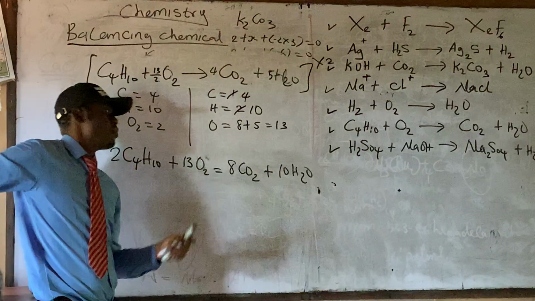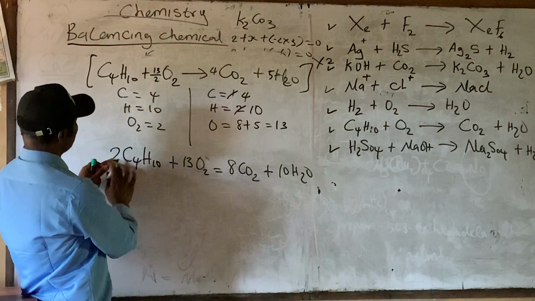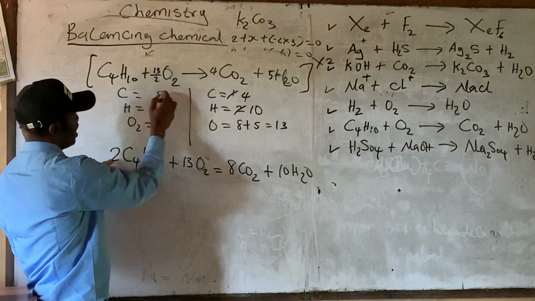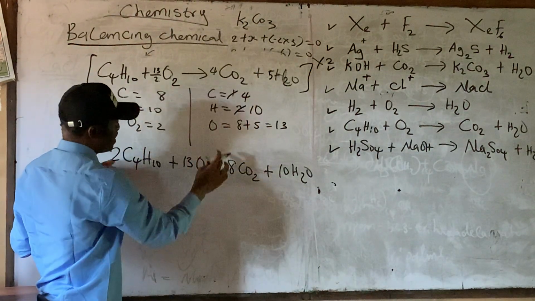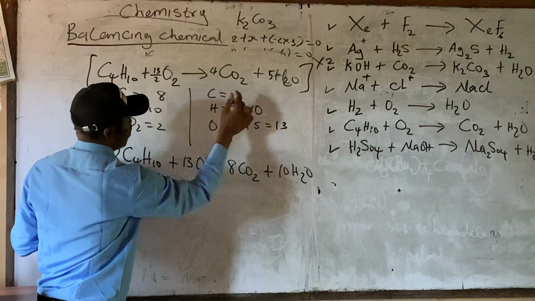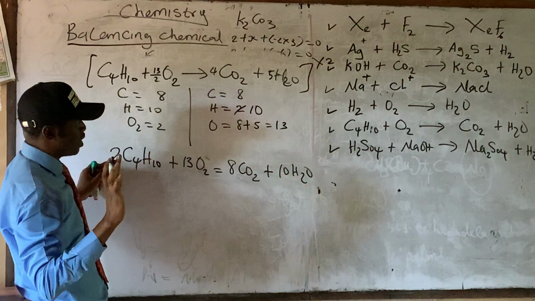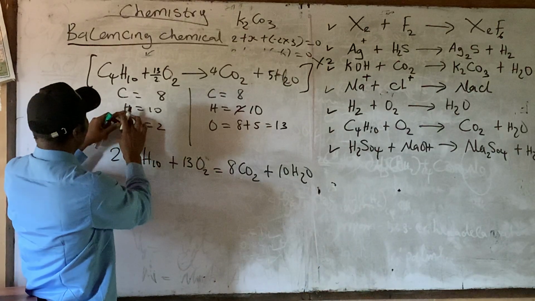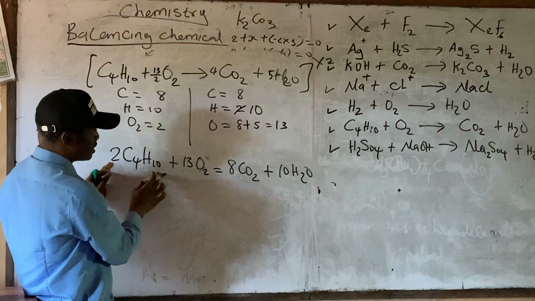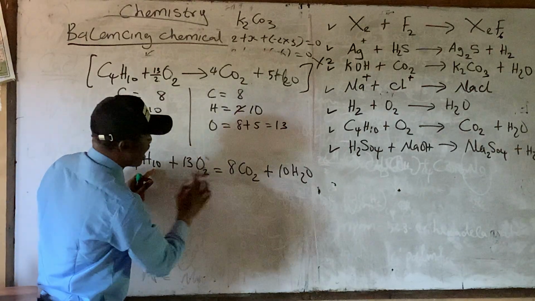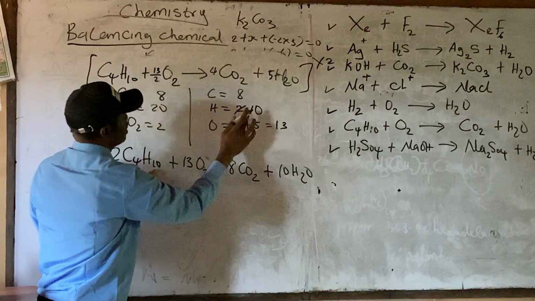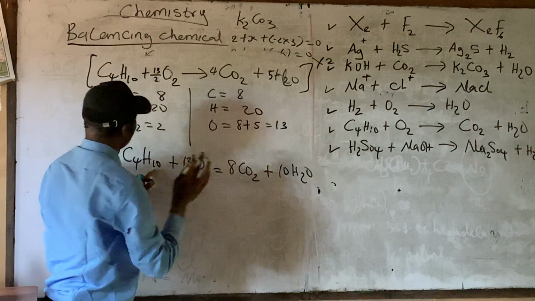Alright, let's check. 2 times 4 is 8. So this one will change to 8. Carbon is 8. Come over to this place. 8 times 1, 8. So carbon will also change to what? 8. Are you seeing the way it's going now? Yes. Alright. Let's go to hydrogen. Hydrogen is here now. 2 times 10, 20. Yes. So over there, 10 times 2, 20. So hydrogen will change to 20.